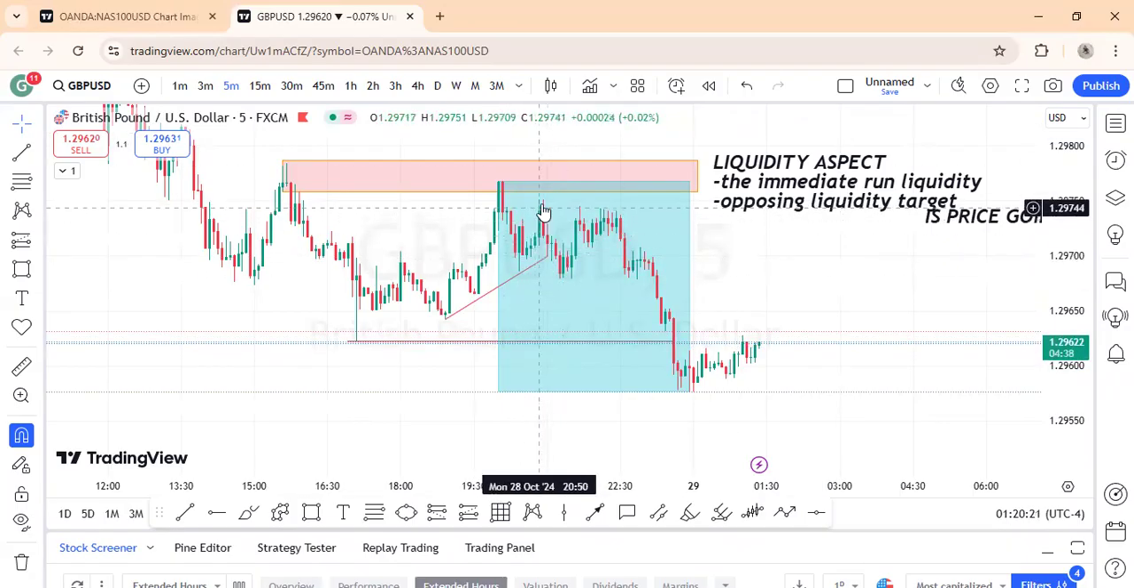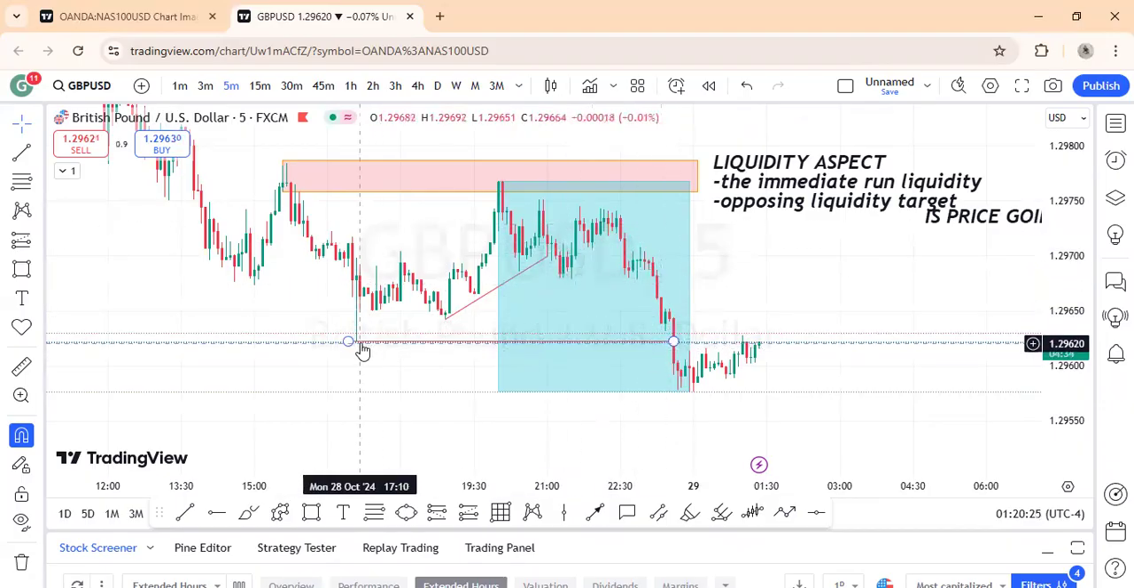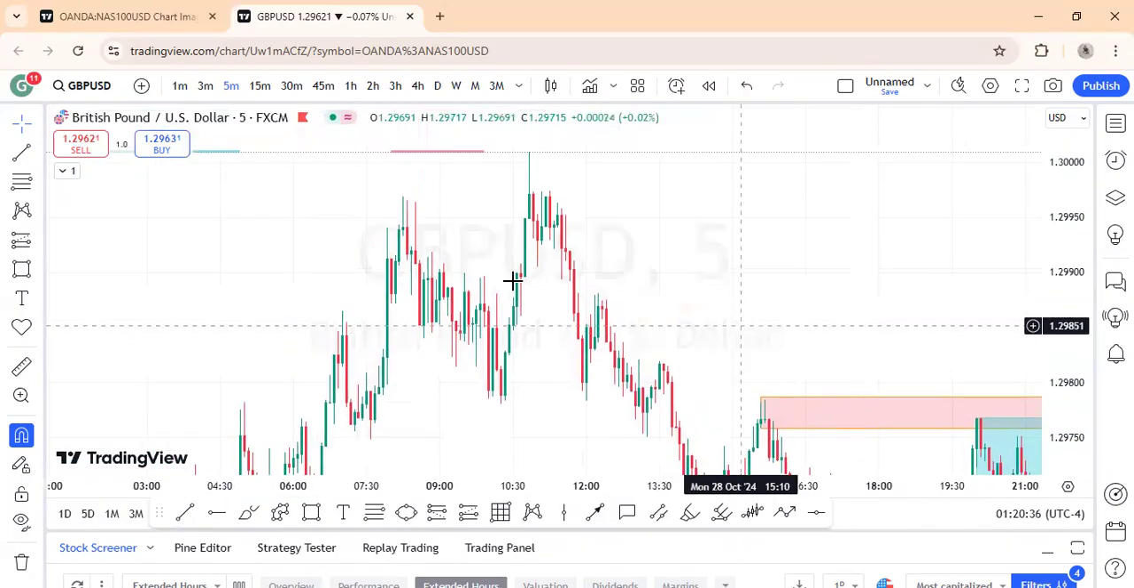The market did this, and then dropped down to the opposite liquidity. So you should always be mindful of the direction that price has just immediately run, and then look for an opposing target. Right? Look at this one.